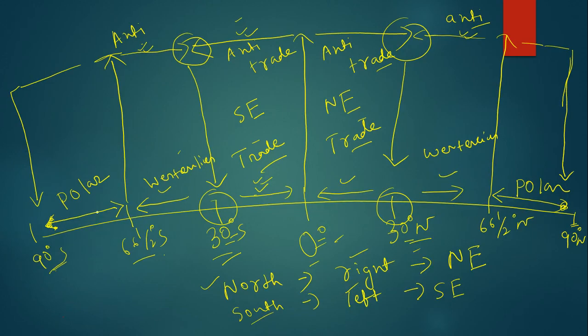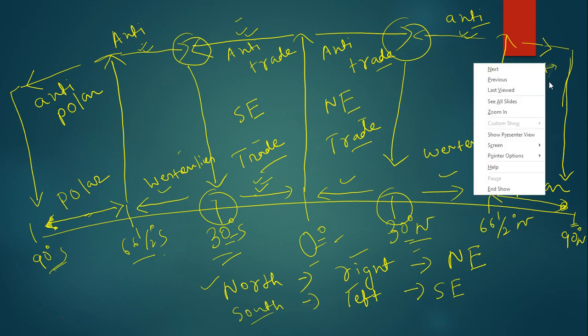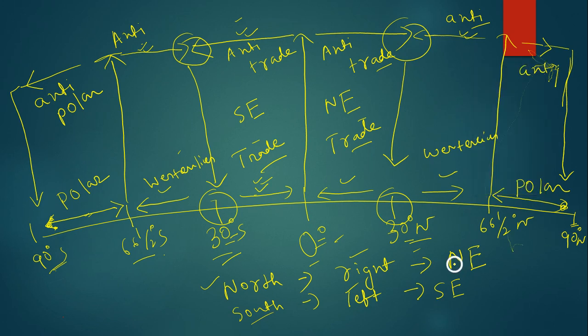Okay, now if this is the polar wind, the direction of this wind is just the reverse of the polar wind, so it is known as the anti-polar wind. So that wind is known as the anti-polar wind.